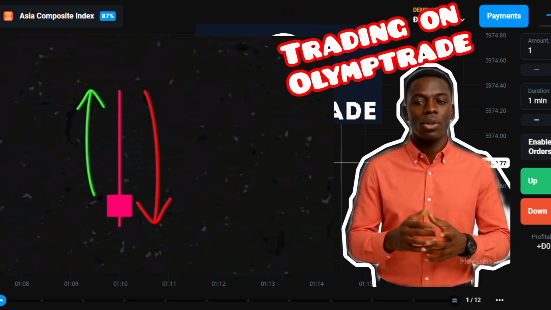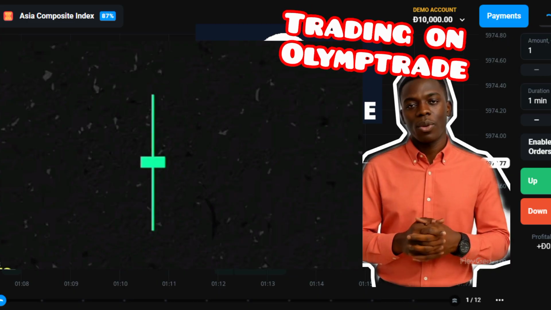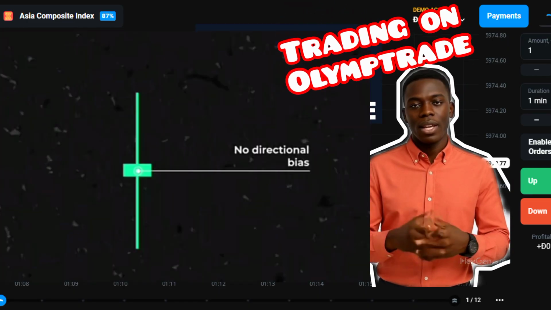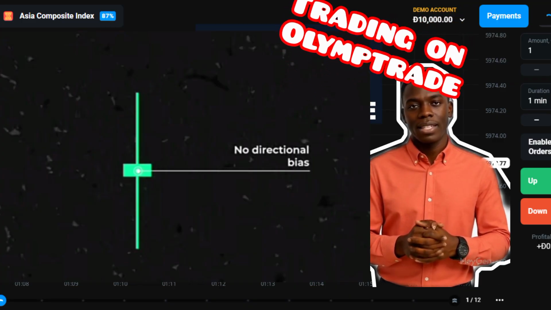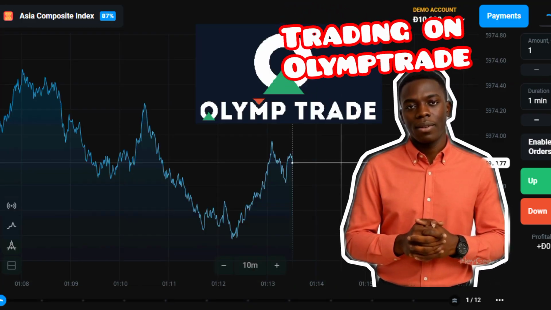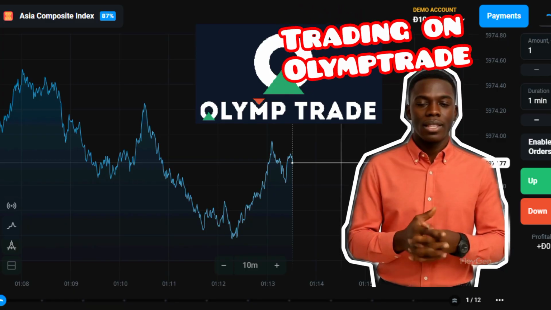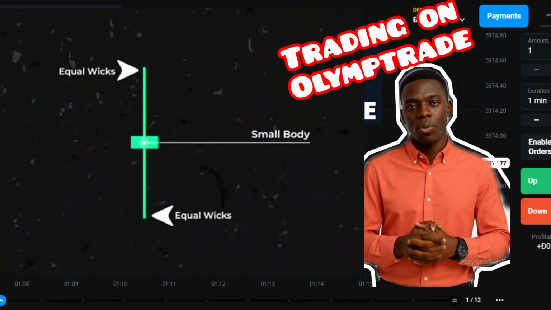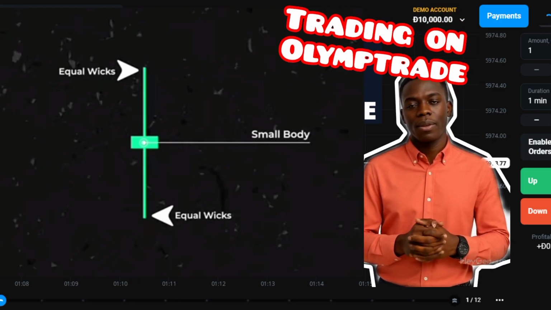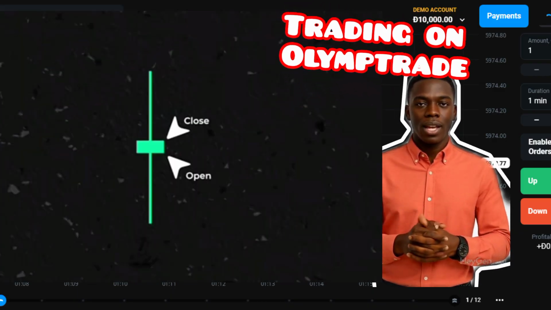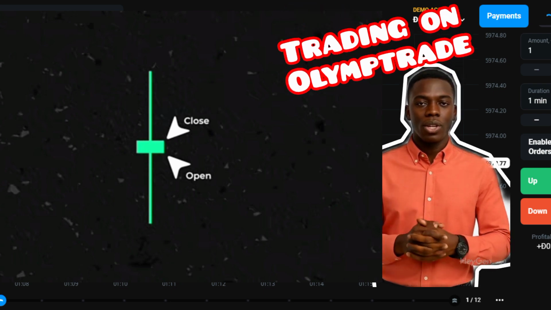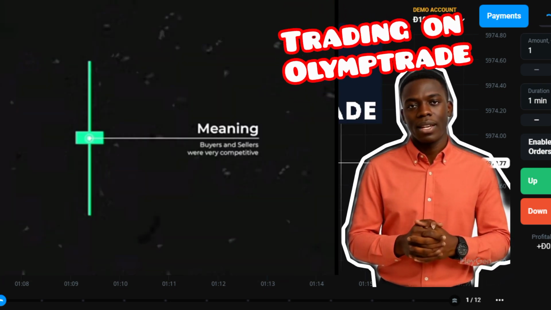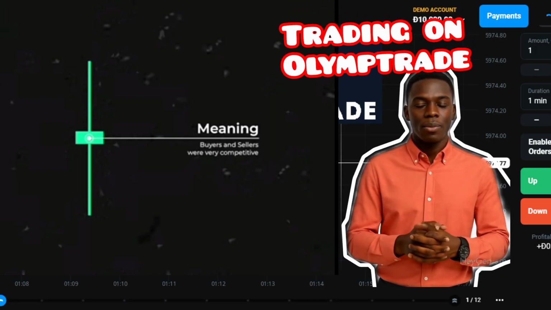Pattern number three, doji. The doji candle is probably the only candlestick pattern that has no directional bias. However, it is essential to understand this pattern. A doji candle is characterized by approximately equal wicks above and below a small body. The open and close are somewhere in the middle of the candle, and the body of the candle is very small. It shows the buyers and sellers were very competitive during that time period.